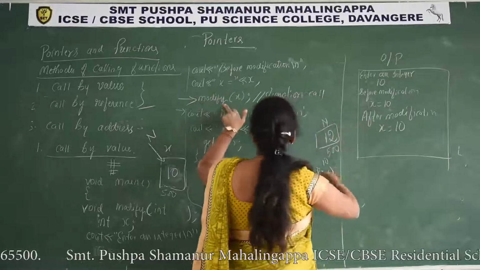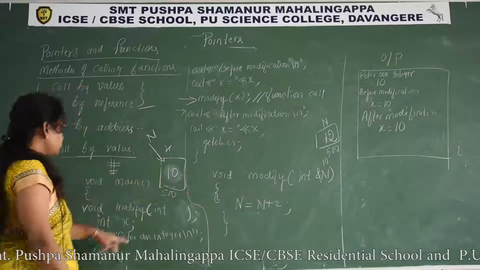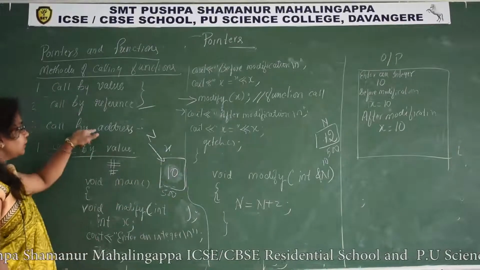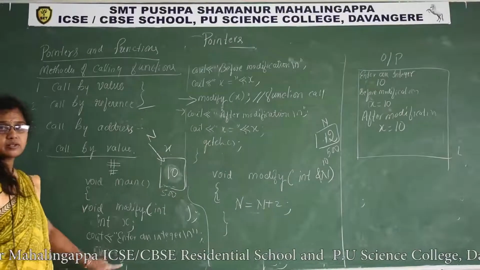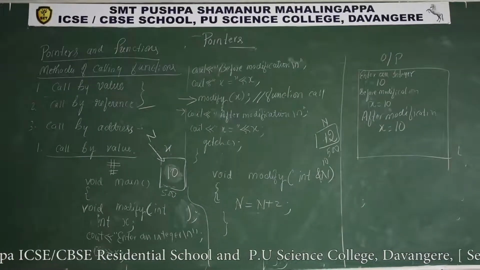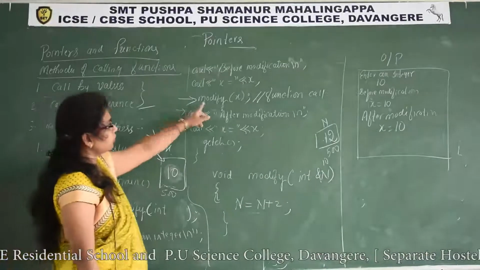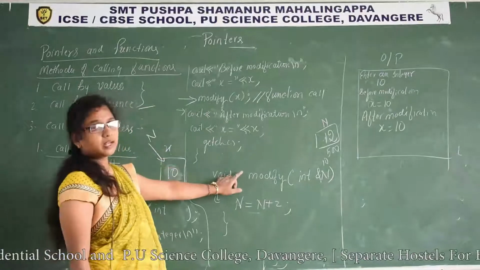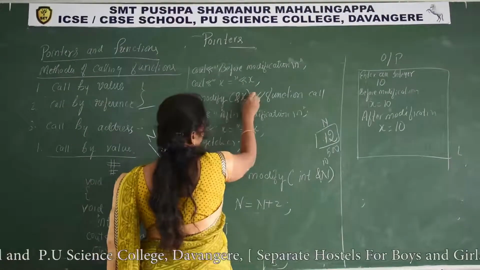Now modify function. So to this function, I have to pass the address of the actual argument. Here it is call by address. Which is the actual argument here? X is the actual argument. The address of X is passed to the formal argument. How to pass the address? We must use the ampersand operator here.